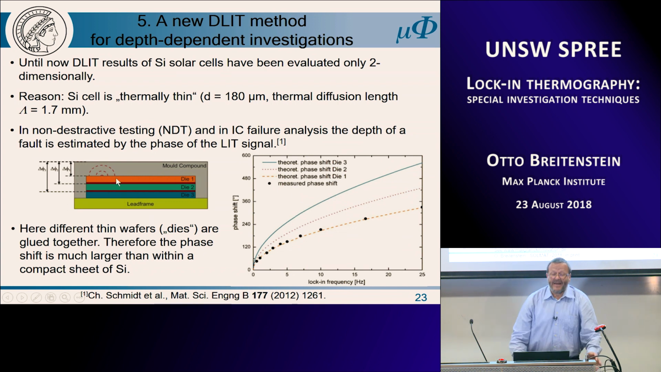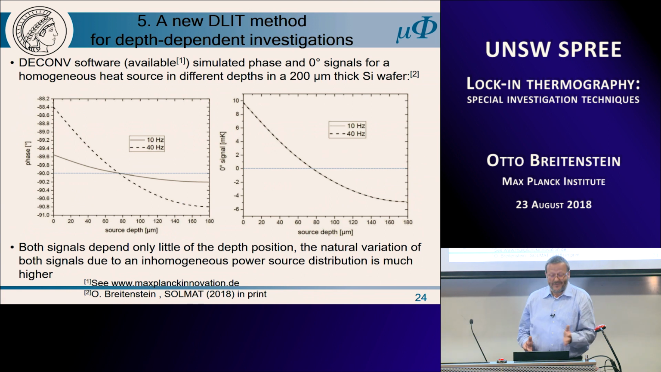So this works. Can this also be made to work on solar cells? Hardly. So here I have calculated, using a nice software for modeling solar cells, which is called DConf, which is also available. And with this, I could simulate the phase as a function of the source depths and also the in-phase signal. For an ideal thermally thin sample, the phase should be minus 90 degrees, and the in-phase signal at 0 degrees should be 0.